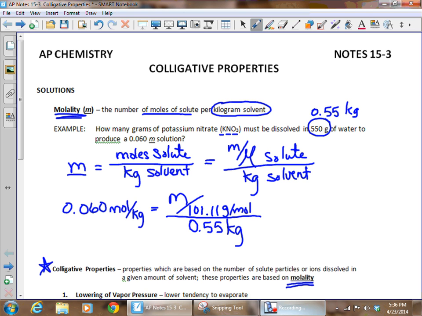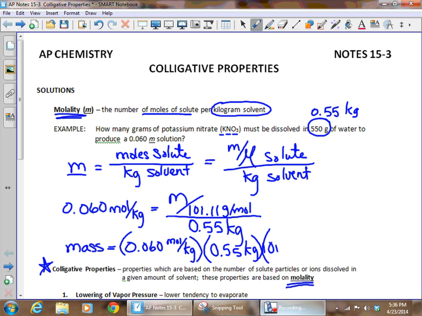And when we solve for mass, we are going to find that this is going to be the 0.060 moles per kilogram times 0.55 kilograms times our 101.11 grams per mole. Looking at our units, we see that moles are going to cancel, kilograms are going to cancel, and we're going to be left with grams of our solute, and that value ends up as 3.3 grams of our potassium nitrate.